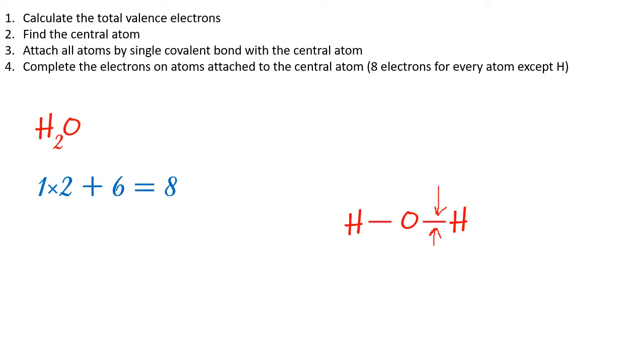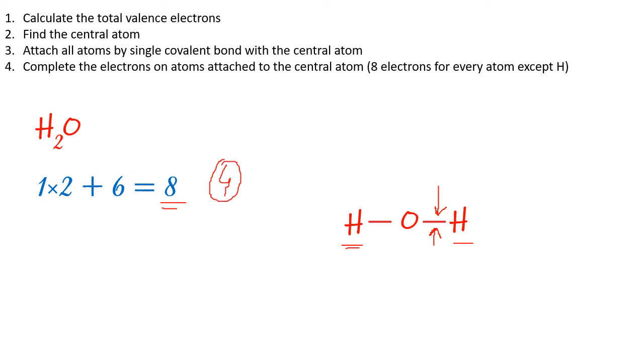Okay, so it already contains 2 electrons. So this hydrogen also contains 2 electrons. It means 2 electrons plus 2 electrons, total 4 electrons are already there in this structure. Now we have 8 electrons here, but we have completed 4 electrons on these atoms. It means we have 4 extra electrons.